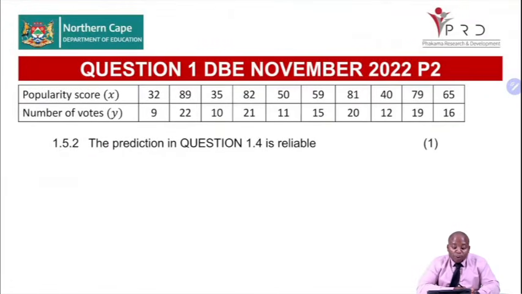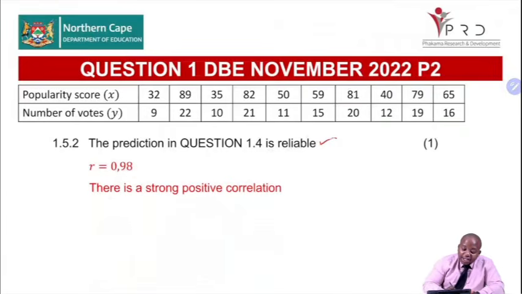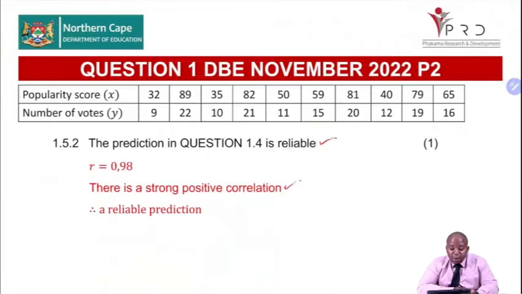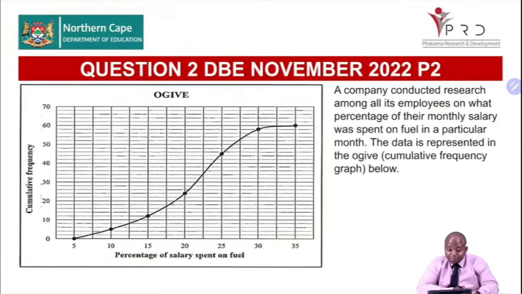Right. Now let's look at 1.5.2. It says, the prediction in question 1.4 is reliable. So is the prediction in 1.4 reliable? Yes. We are going to look at the R with regards to that. Our R in that case was 0.98. So for the one in 1.4, we see there is a strong positive correlation. Because of the strong positive correlation, we now have a reliable prediction. So with low correlation, we have an unreliable prediction, and with a strong correlation, we have a reliable prediction.